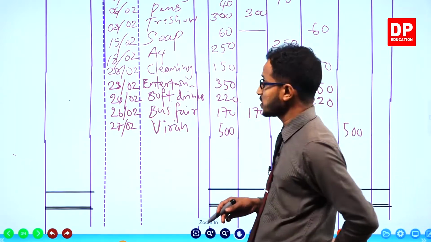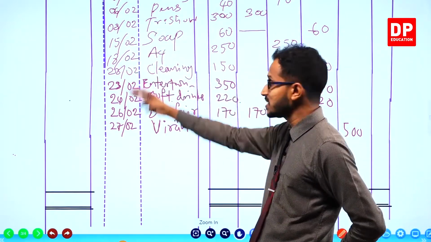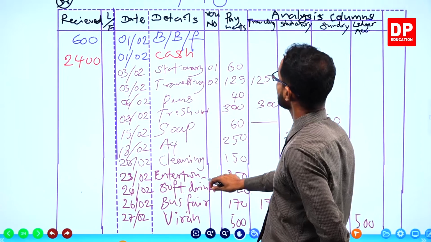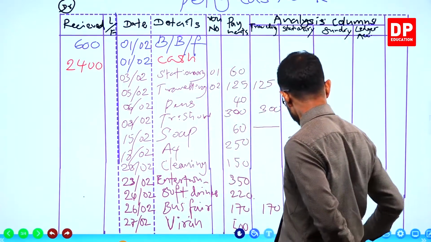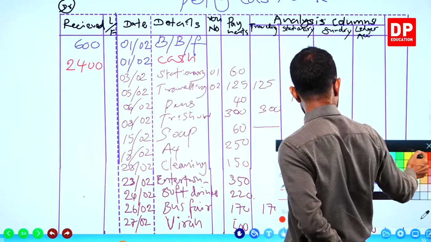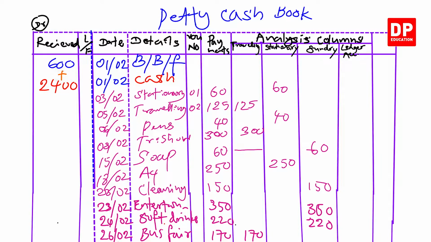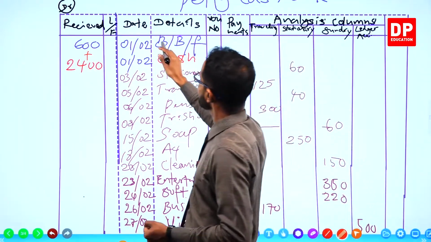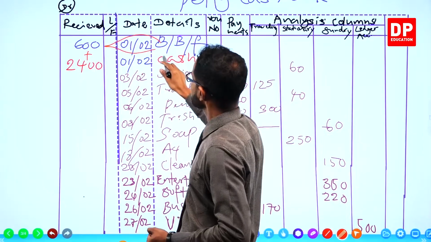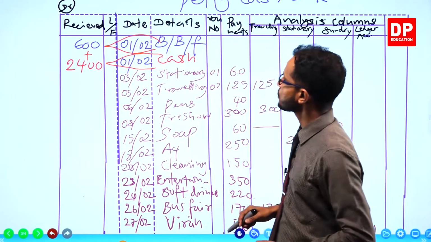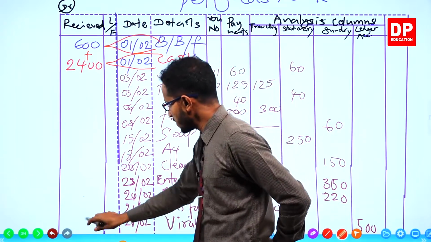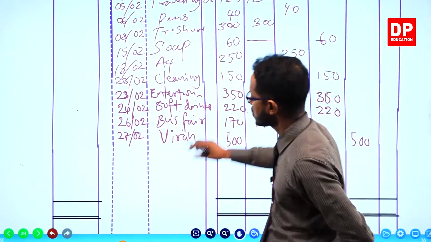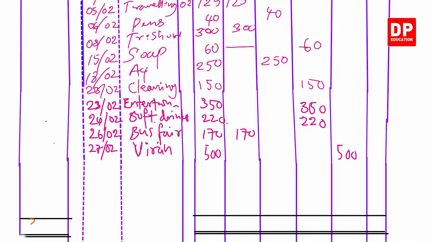totals. First, we are going to take the total of the received column. It's very easy. Now we know how much is the total. It's 2,400 plus 600. This is the balance, and this is the reimbursement. 2,400 plus 600, 3,000. We have to put the 3,000 in the sum box of the received column.